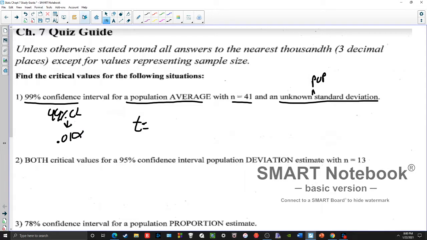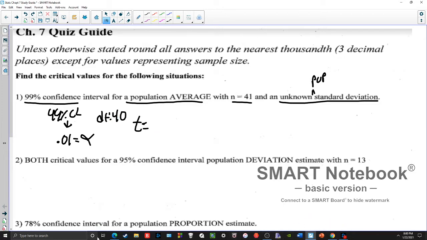So we have a 0.01 as our alpha. That's our percent of uncertainty. And then our n is 41, so our degrees of freedom is going to be 40. So remember, degrees of freedom is simply one less than the number of numbers you have.